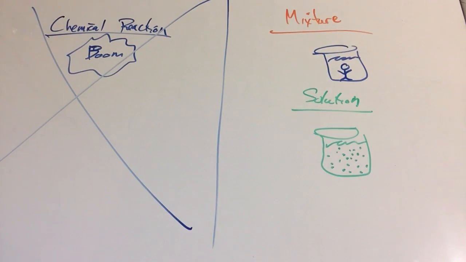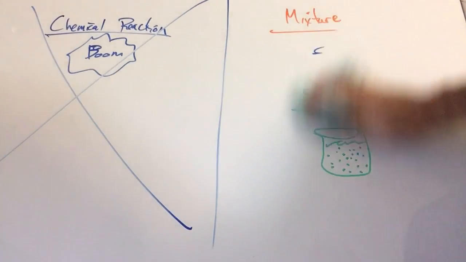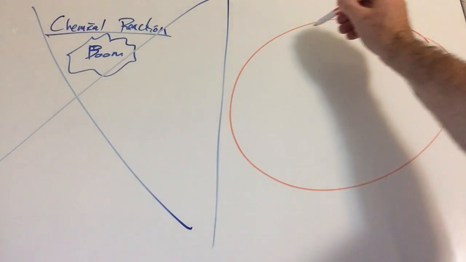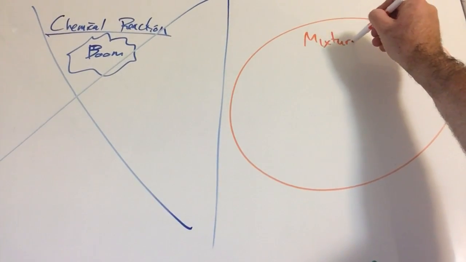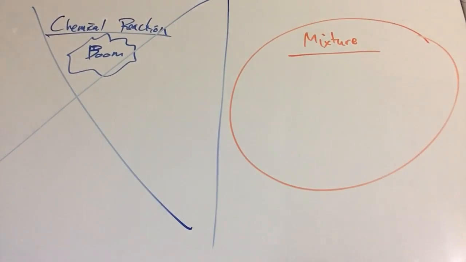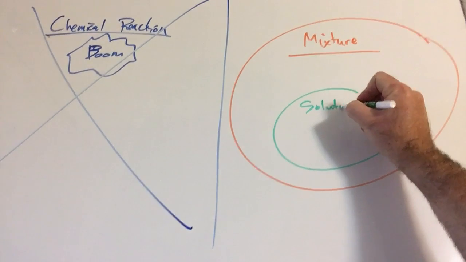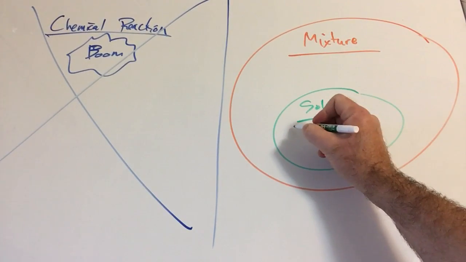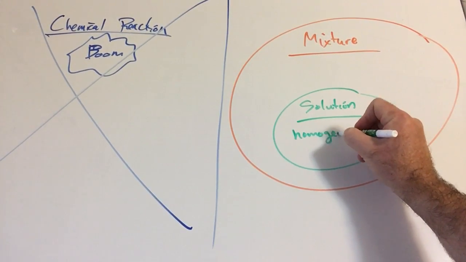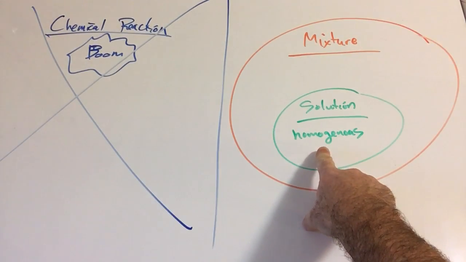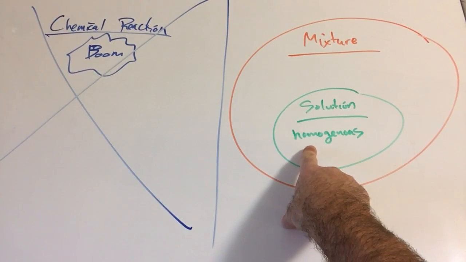So if we were going to look at this as a diagram, we would say chemical reactions are when you go boom. If it doesn't go boom, it's called a mixture. And what if it is homogeneous? So a subset of mixture is solution. So solutions are mixtures, but they are homogeneous. That means that they are the same throughout. No matter where you scoop, you're going to get the same stuff.